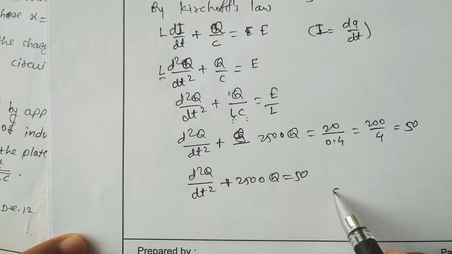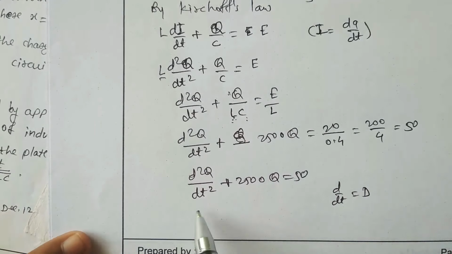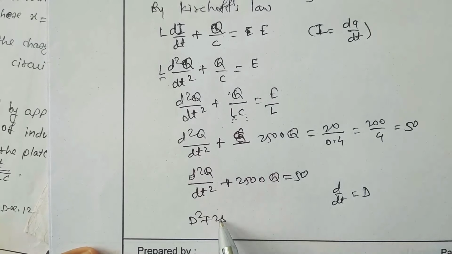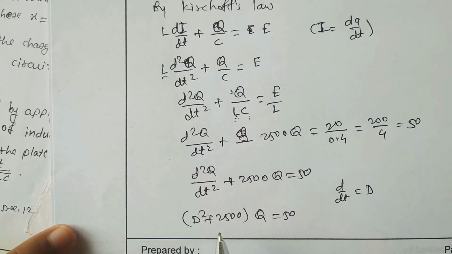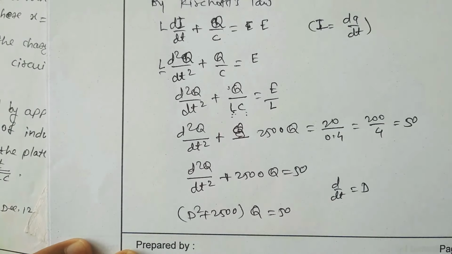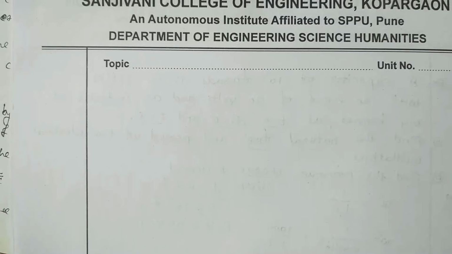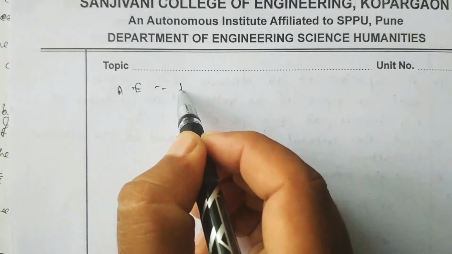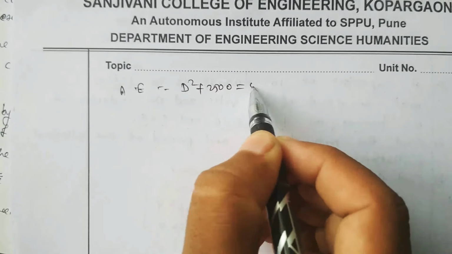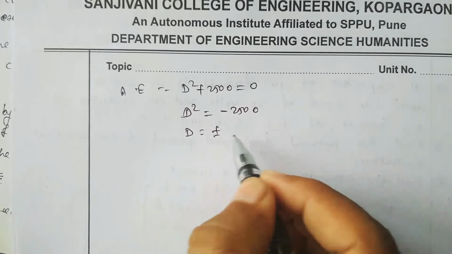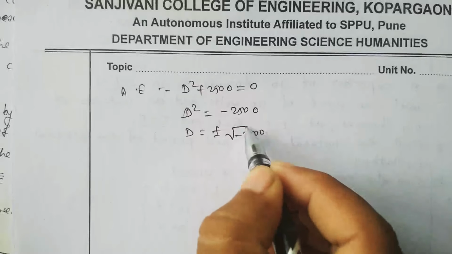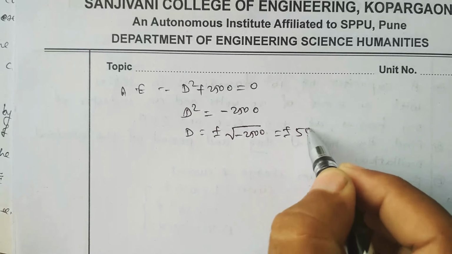We can put d by dt equal to capital D. So we will get (D square plus 2500) into q is equal to 50, which is a linear differential equation with constant coefficients. We can solve this linear differential equation. So first the CF, the auxiliary equation is D square plus 2500 is equal to 0. That means D square is equal to minus 2500. So D is equal to plus or minus under root of minus 2500, so it is plus minus 50i.